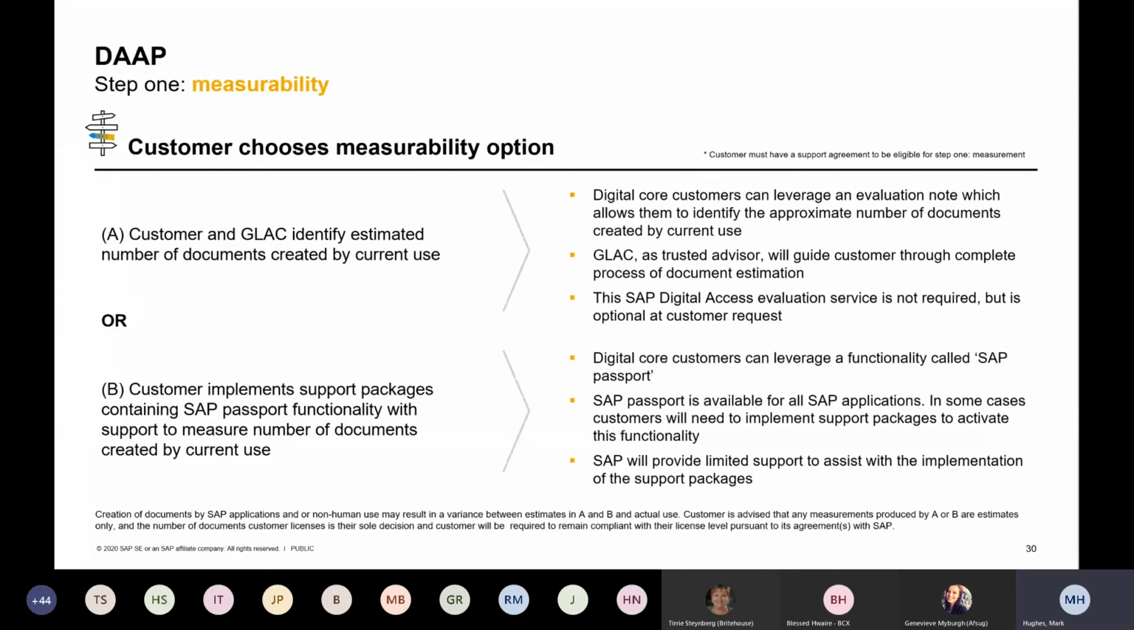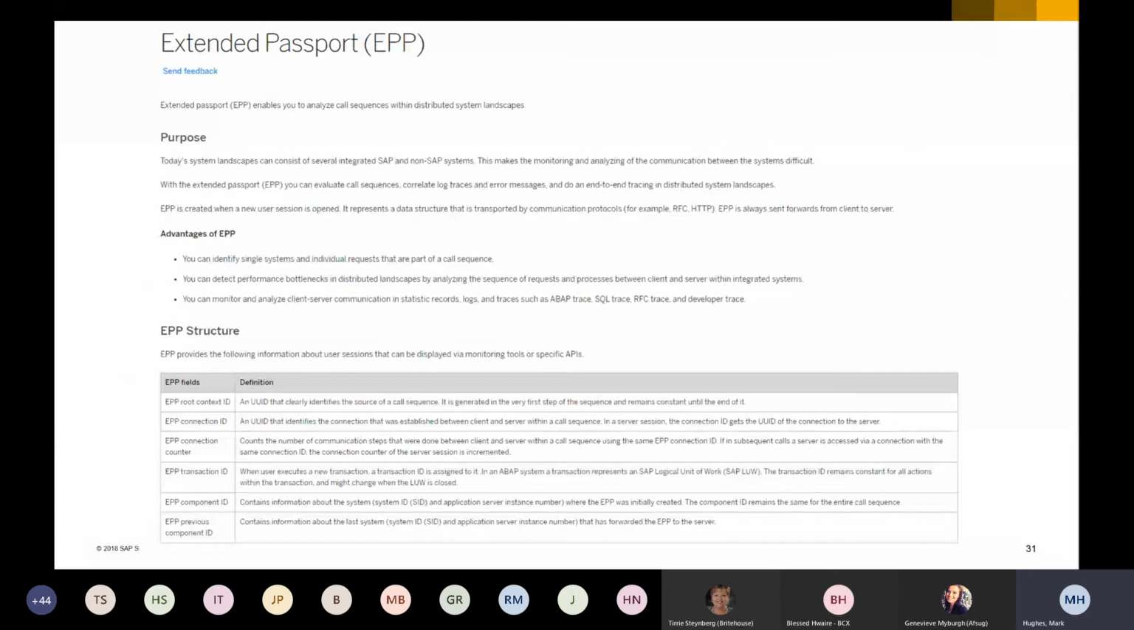Okay, the second option, where it's actually more of a measurement than it is an estimate, makes use of something that has actually been inside SAP for many, many years, but primarily used by performance and basis and ABAP developers to trace logical units of work across systems. It's called the SAP Passport. If you look on help.sap.com, you'll see it's actually called the Extended Passport. And as it says there, it enables you to analyze call sequences within a distributed landscape.